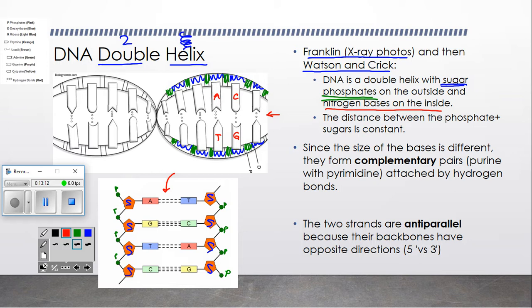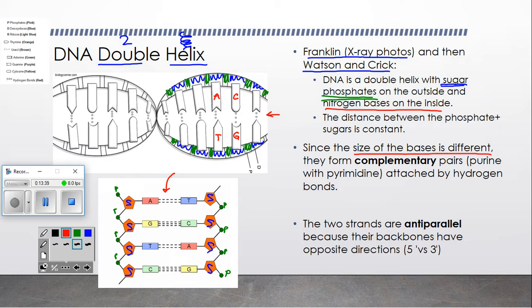Now, the other thing we know from Rosalind Franklin's photos is that the distance between the phosphate and sugars is constant. So it's not a molecule that gets really wide, then really thin, then really wide, then really thin, but it's a constant width as we go through. Now that's interesting because the size of the bases is not all the same. The size of the bases is different.